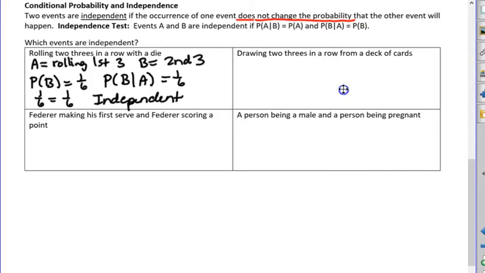Now chances are you won't be called on to prove that rolling two dice are independent, because that is a known independent event, common sense. But that's just an example of how we can prove it using the definition of independence.